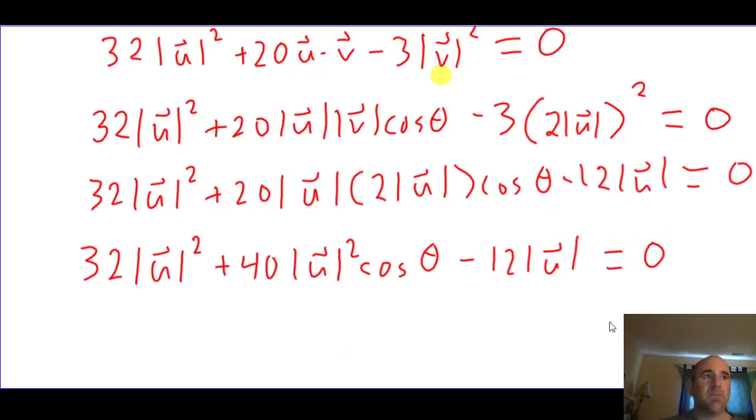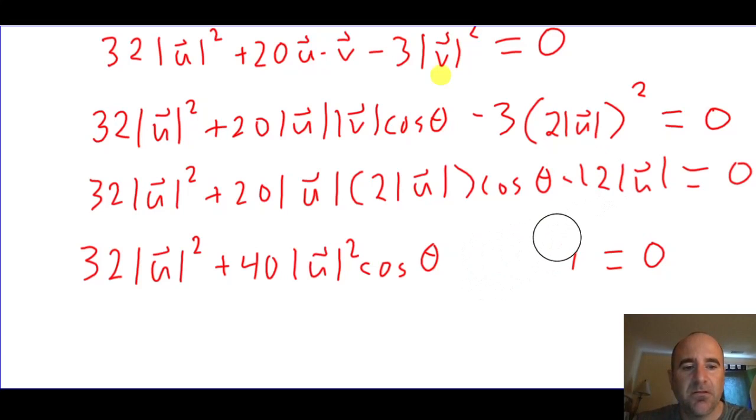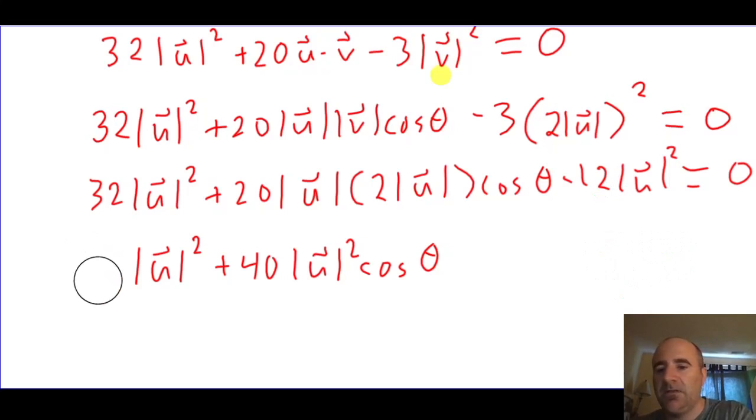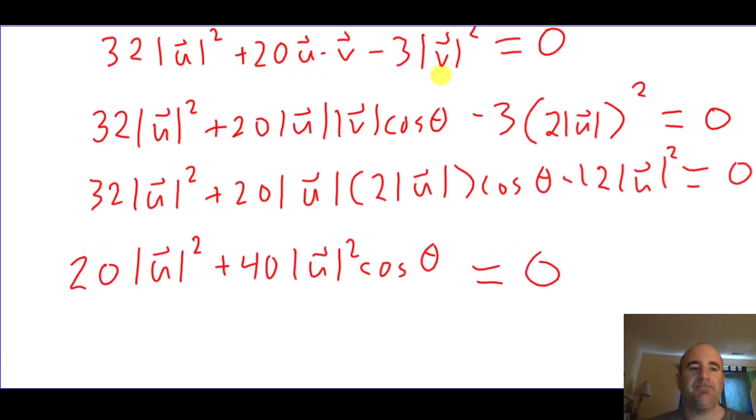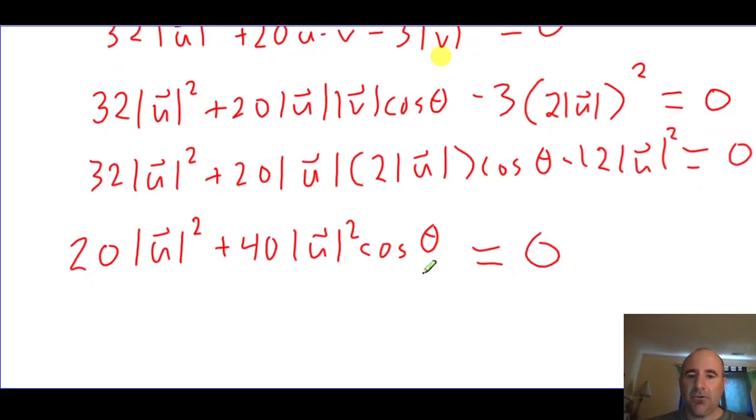Okay, I've realized I've made a mistake here as well. I'm sorry if I confused you. The mistake that I've made is right here. I'm squaring 2 to get 4. Times 3 gives me 12, but I also square the magnitude of u. So there's a magnitude of u squared there. And then when I take the negative 12 and subtract from 32, I get 20. So really I have 20 times the magnitude of u squared, and then this is equal to 0. Sorry about that. Okay, how do we solve this now?